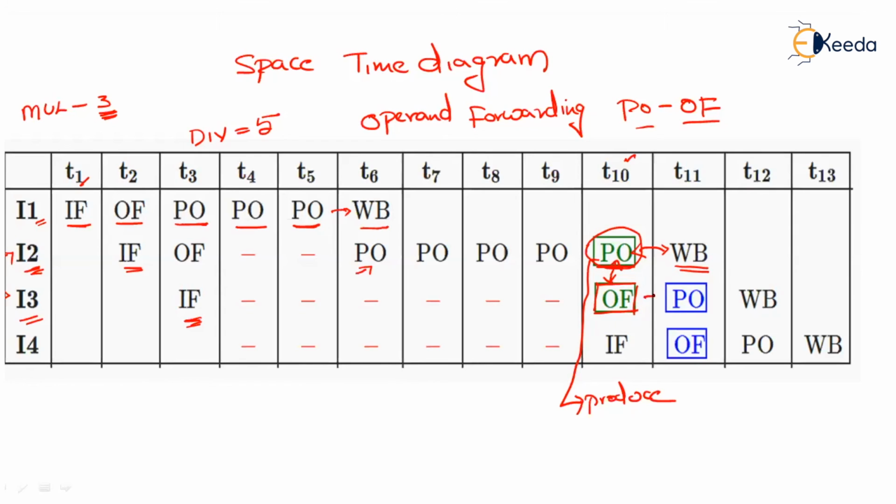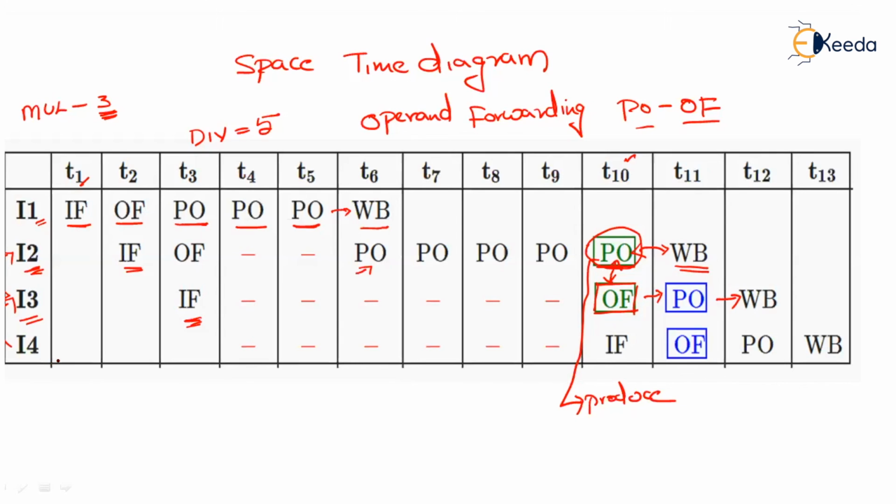Then operand fetch is followed by perform the operation, followed by write back, because there is a dependency between I2 and I3. I3 is dependent on I2. And again, I4 is also dependent on I3, as you have seen in the question. Only these three are dependent instructions. I3 is dependent on I2, I4 is dependent on I3. Now let us see I4.